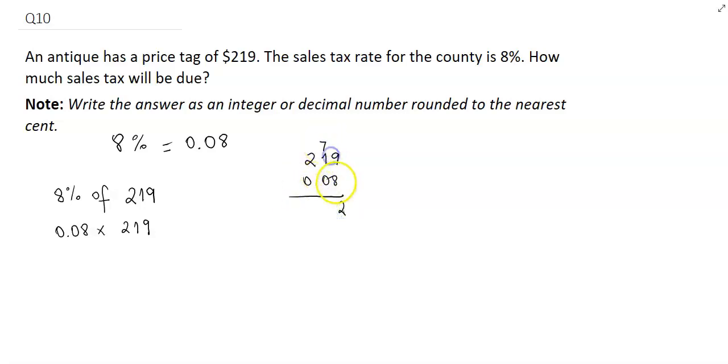$72, 8 and 7, 15, 16 plus 1, 17. I have 2 decimal places here. So I start here and I walk 1, 2. So this is the sales tax that I'm going to pay on this antique, $17.52, in addition to the value of the antique itself.